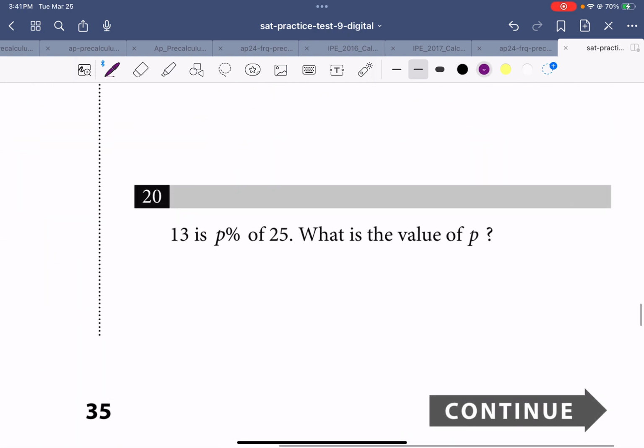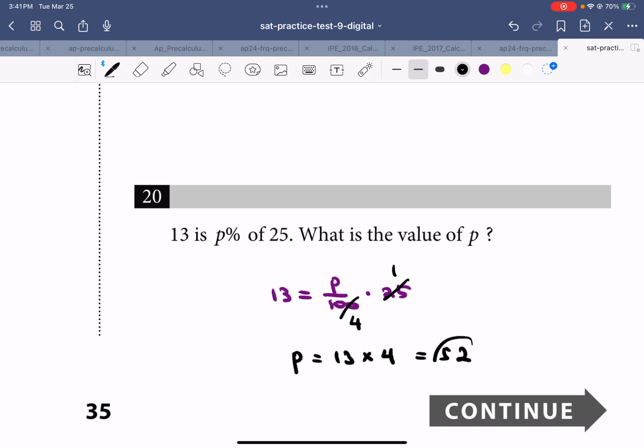Number 20. Okay, 13 is p percent of 25. P percent means p over 100. Of means multiply by 25. So the question is, what is the p value? Okay, you can reduce this one by 25. So p over 4 is 13, so p is 13 times 4, which is 52. So that is your final answer. Number 20, yeah, that's 52.